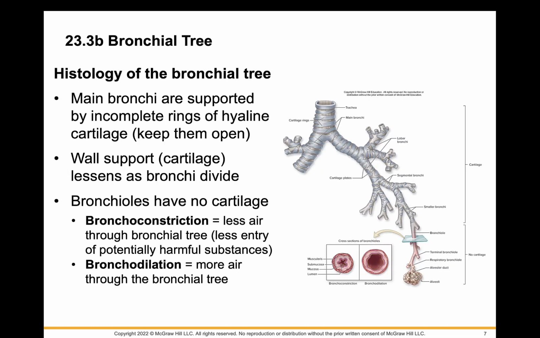Now here we see the bronchial tree, and the main bronchi, once again, are supported by incomplete rings of hyaline cartilage, which keep them open. The wall support is also cartilage, which will lessen as the bronchi divide. Now we get to bronchioles. Keep in mind, bronchi and bronchioles are not the same. Bronchioles do not have any cartilage, but they do have smooth muscle. So we can see bronchoconstriction, which results in less air moving through the bronchial tree, and also less entry of potentially harmful substances. Bronchodilation results in more air moving through the bronchial tree.